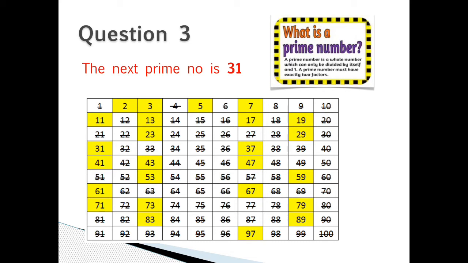From 1 to 100, your prime numbers are 2, 3, 5, 7, 11, 13, 17, 19, 23, 29, 31, 37, 41, 43, 47, 53, 59, 61, 67, 71, 73, 79, 83, 89, 97.